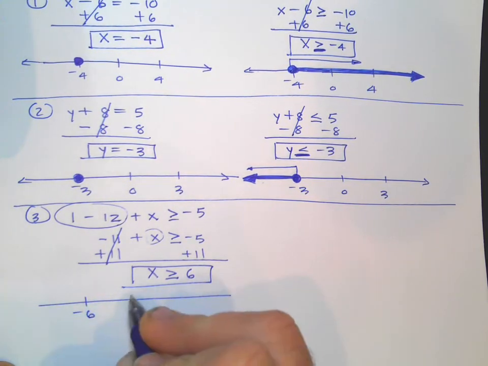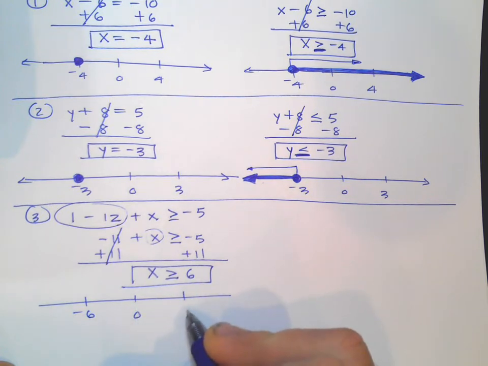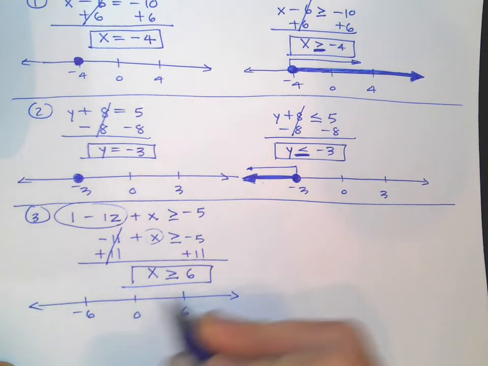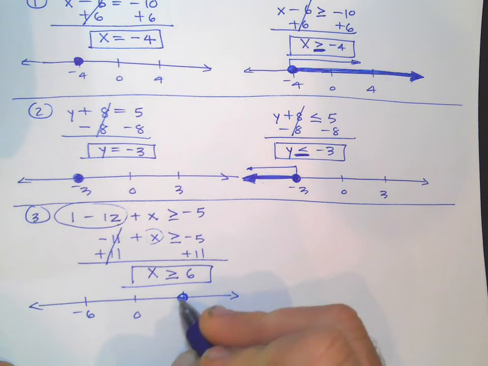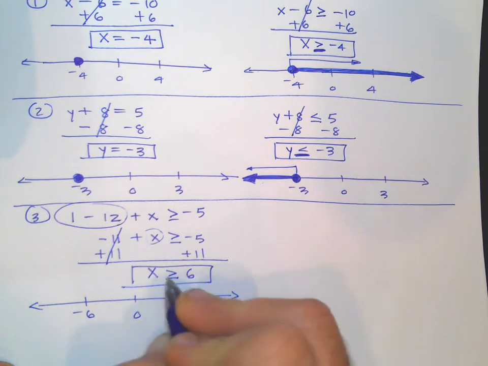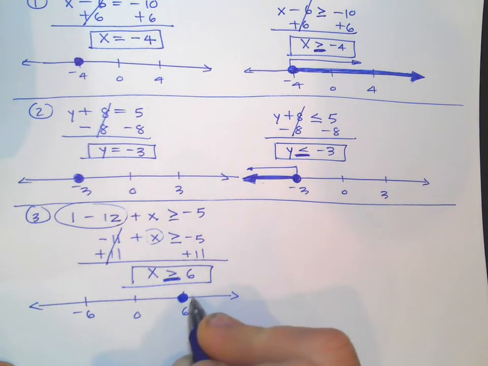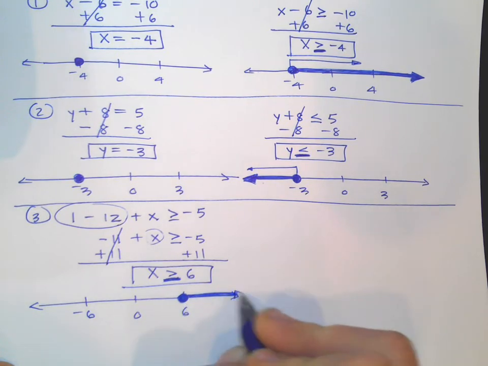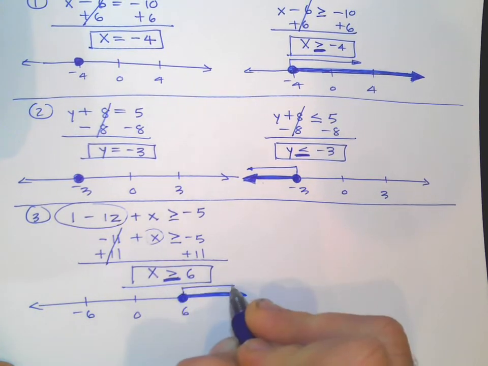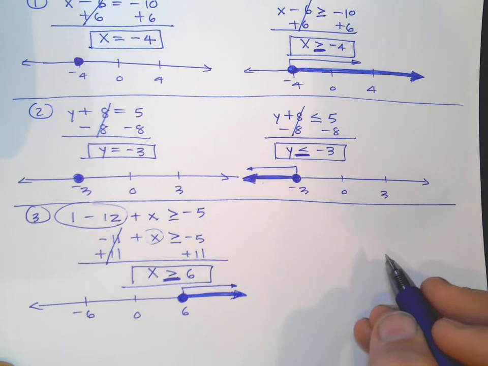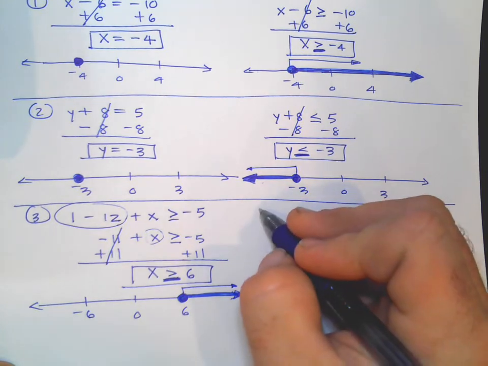So put this on a number line. Negative 6, 0, 6. It's going to be a solid circle at 6 because of the "or equals," and an arrow to the right. Or you can do it like that. All right, we'll do one more like this.